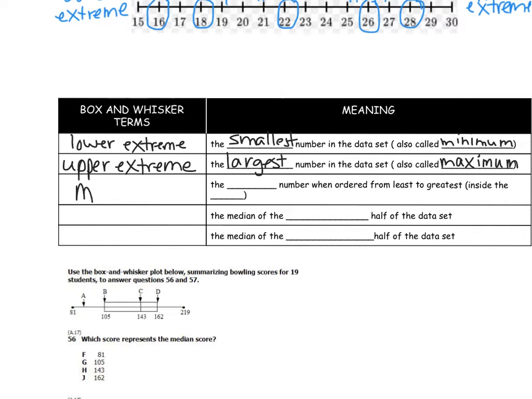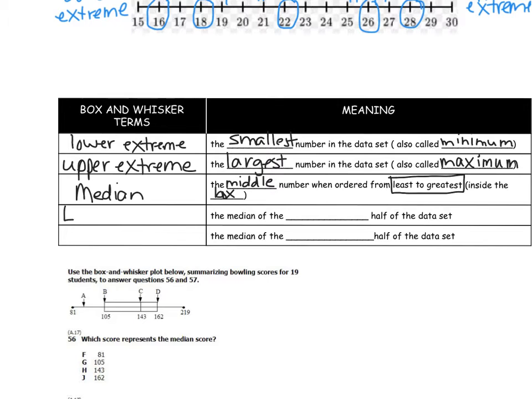Then you're given in the very middle of the box a line cutting through. That's called the median. And if you remember, the median is the middle number. But because we put these on a number line, we have to order them from least to greatest. And the median, remember, goes inside the box. So we always have to order our data from least to greatest and then find the middle number, the median.